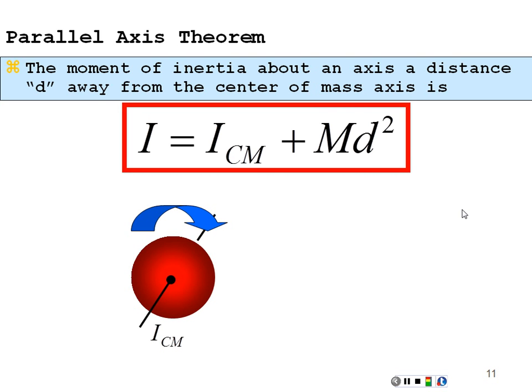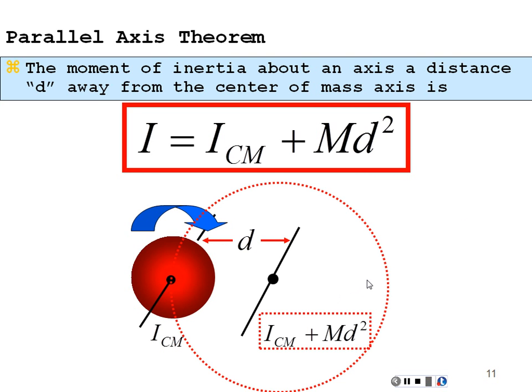The moment of inertia of this object, a distance d away from an axis, so we're going around this circle like this, is equal to the moment of inertia of the object about its center of mass, which is part of that table that we just showed, plus md squared, where d is the distance that we move the axis over like this.